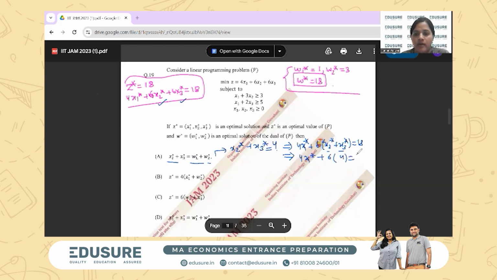Okay. So 4x1 star plus 24 equals 18. So 4x1 star equals minus 6. That means x1 star is going to be negative, which is not correct because look at my condition. All these are supposed to be greater than or equal to 0. So the first option is ruled out. Okay.